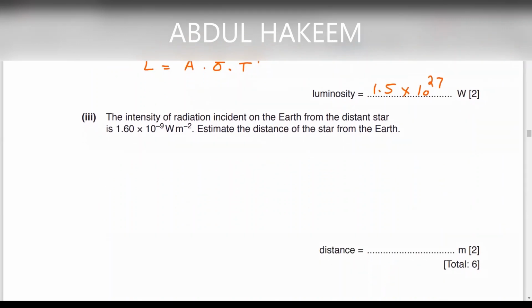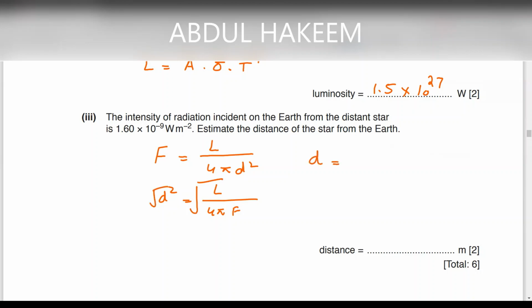Next is the intensity of radiation incident on the Earth from the distant star, which is 1.6 into 10 power minus 9. Estimate the distance of the star from the Earth. So, the inverse square law: look, flux intensity is equal to luminosity divided by 4 pi d squared. So we can write d squared is equal to L divided by 4 pi f, and then taking the square root, we can calculate the distance.